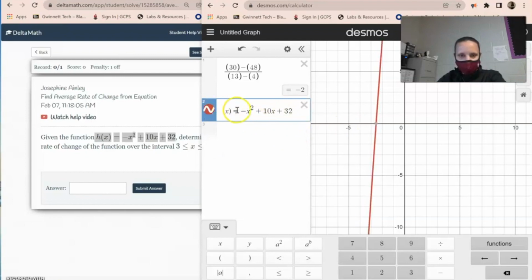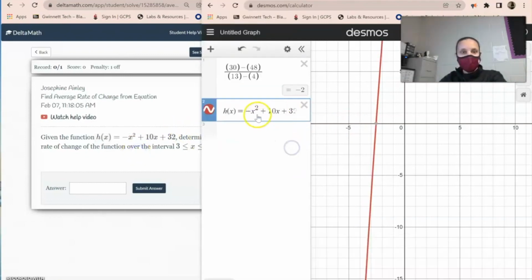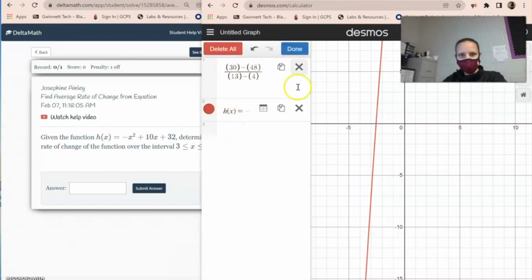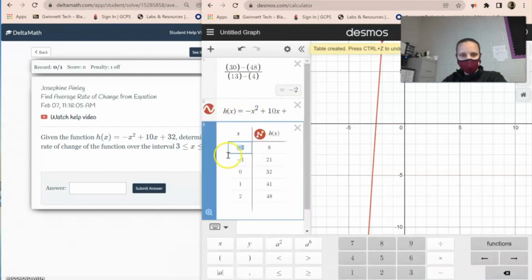All right, something has come up. All right, so once I get an equation, now that I know how to do it from a table, all I need to do is make this a table, right? To make that a table, click on the settings, hit table, and now it's a table.